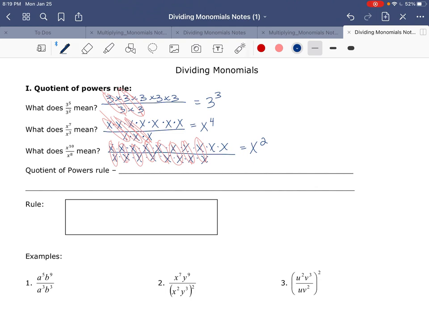Anytime we have exponents on the same base, so notice 3 to the 5th and 3 squared was the same base, x to the 7th and x cubed, we can actually subtract those exponents. So our rule will be when you divide the same bases, you subtract the exponents.